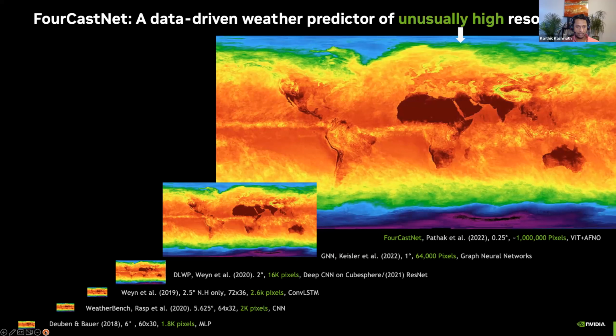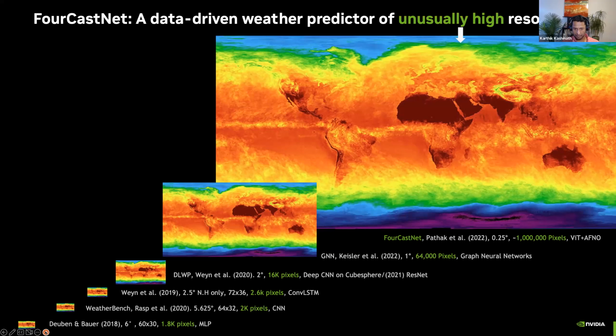They had a machine learning model, a simple multi-layer perceptron at about 2K pixels for each channel. And then came the Rasp et al. paper, the WeatherBench paper in 2020, also at about 2K pixels. Jonathan Weyn and folks at 2.6K pixels, slightly higher resolution. And then the next version of their model, also in 2020, was 16K pixels.